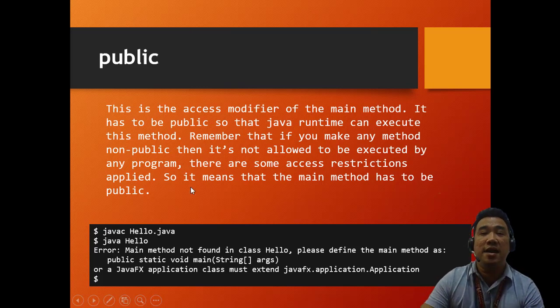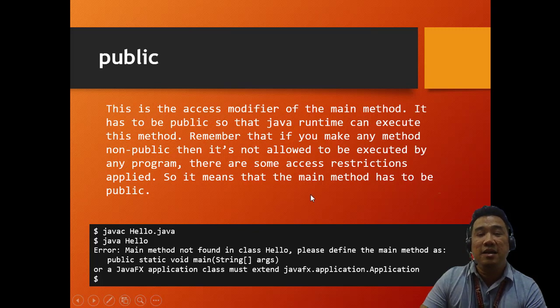So once we run the program, let's say we have a class Hello, and then we compile it, Hello.java, and after that we run the program. By the way, if you did not make it public, this will not give us an error at compile time. But once we run it, it will give us a runtime error. For example, error: main method not found in class Hello. Please define the main method as such. You must specify the public, or the access modifier.